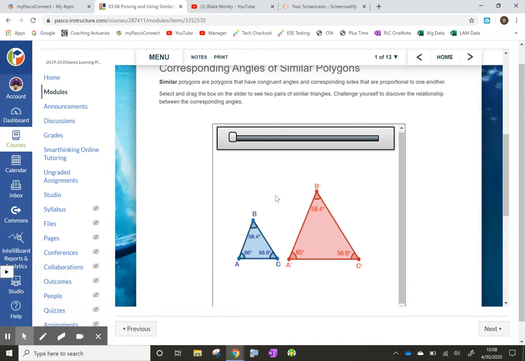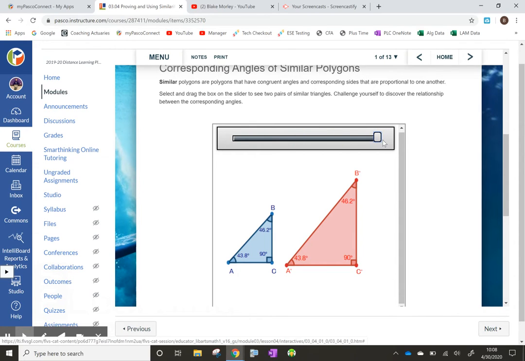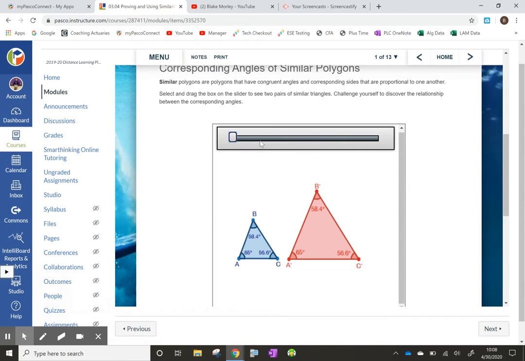Now, you guys kind of already know this. When you have two triangles, obviously these two triangles, the blue one and the red one, are not congruent, because congruent means that they're exactly the same size. Everything about them is, one-to-one, exactly the same. Similarity is just the proportions are the same.